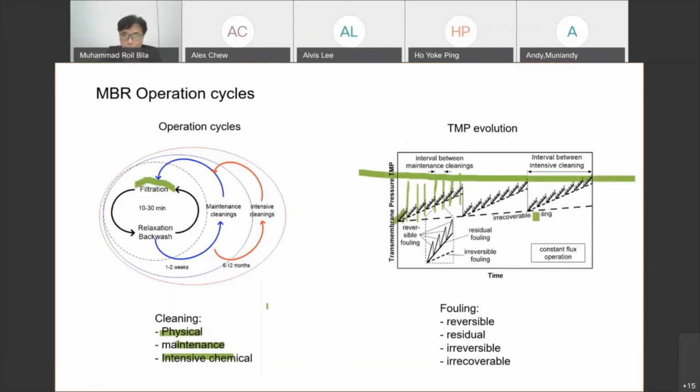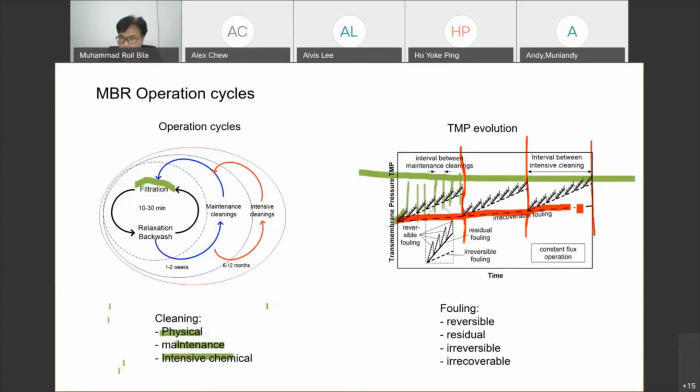We have to clean it. So then we do what we call the intensive chemical cleaning. This one is your intensive chemical cleaning, maybe after 1 year of the operation. Then at the end of the 2nd year of the operation, at the end of the 3rd year of the operation. And then if you notice carefully, your baseline here keeps increasing.